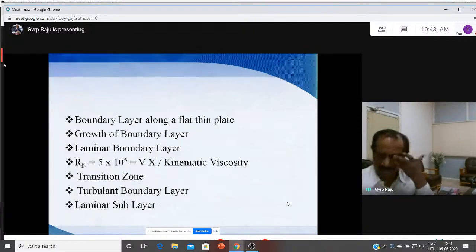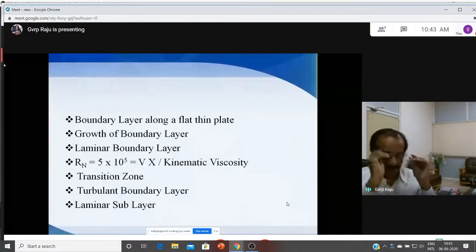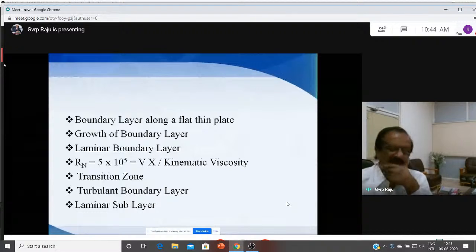Then consider the boundary layer along a flat thin plate.